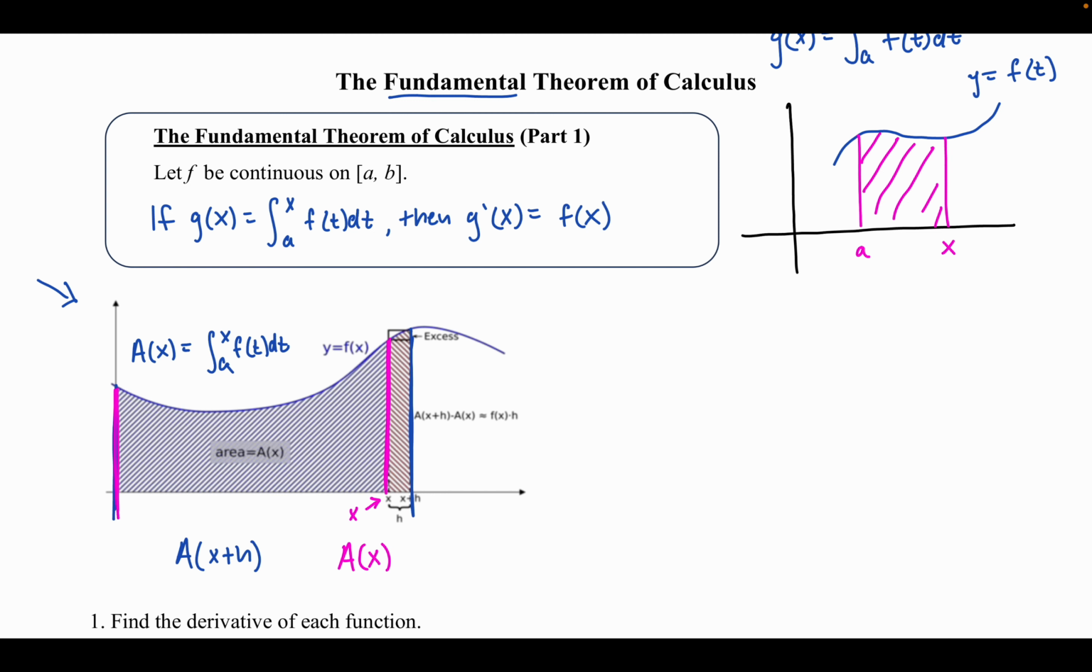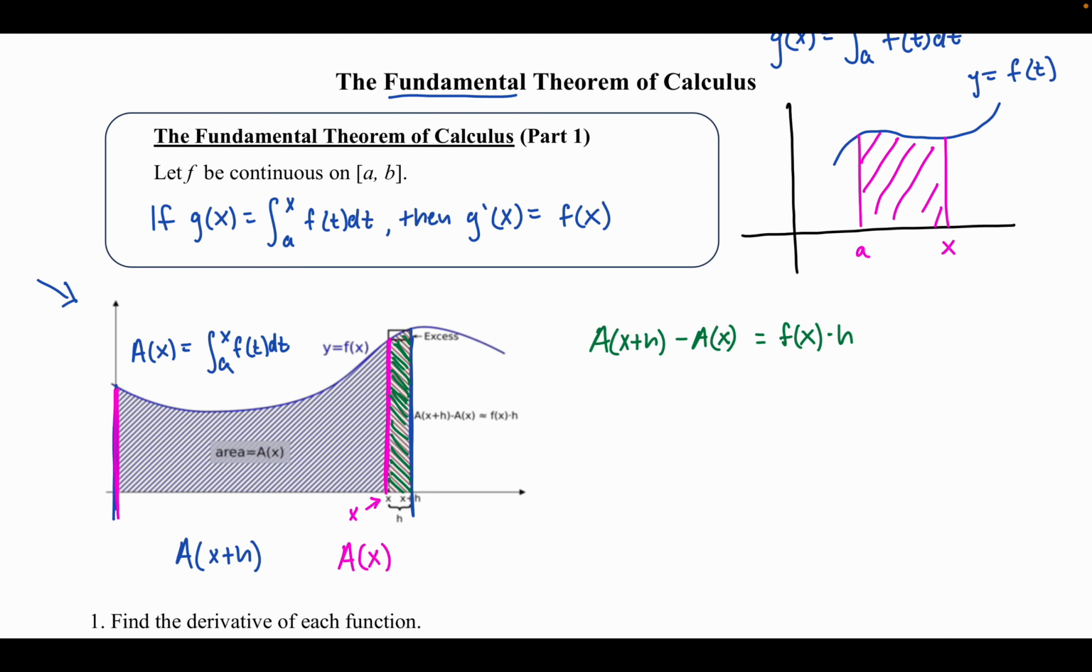What we're going to do is look at the difference between the two. The difference between the two is right here. On my screen, it looks like red. I'll do it in green. The difference between these two areas is right here. The difference between those two is about equal to that rectangle that you see drawn, which would be f of x times h, where h is that base, x plus h minus x.